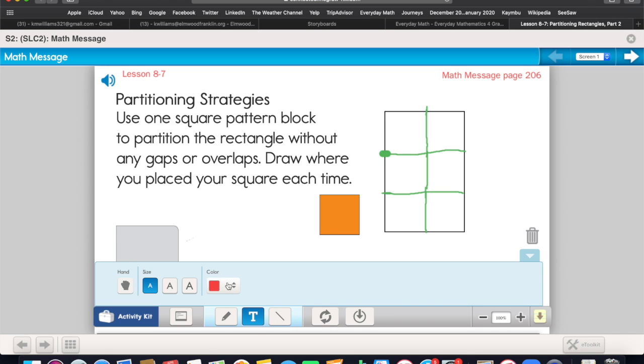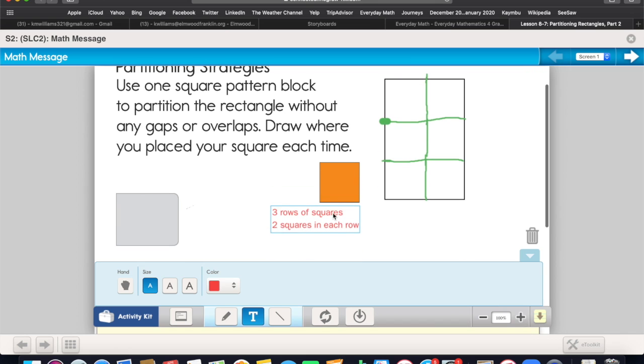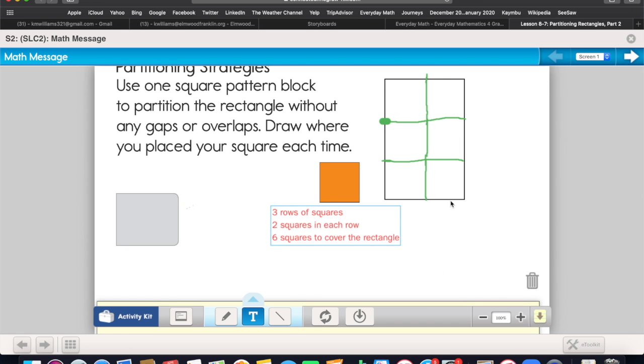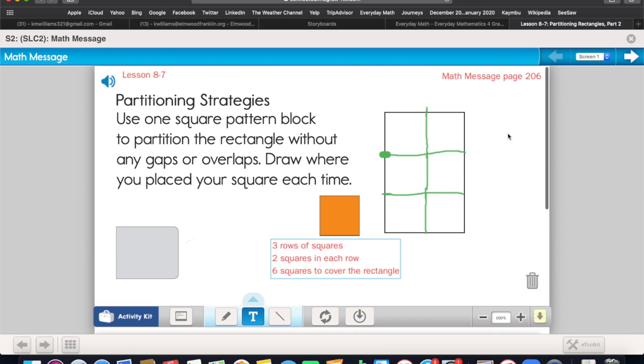So those are two strategies you might have used. Today's math message asks you how many rows of squares. We have three rows of squares. How many squares in each row? 1, 2. Two squares in each row. It also asks, how many squares did you draw to cover the whole rectangle? We drew 6 squares to cover the rectangle. And remember, it's important that your squares are all of equal size.